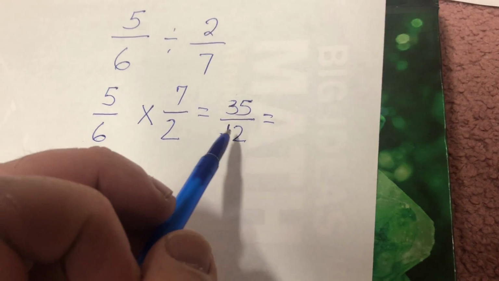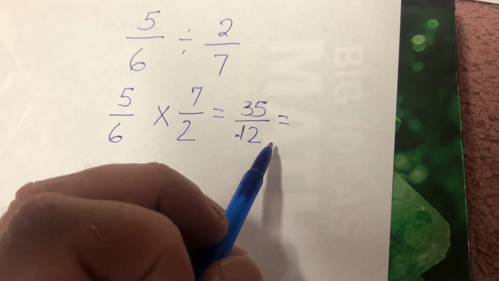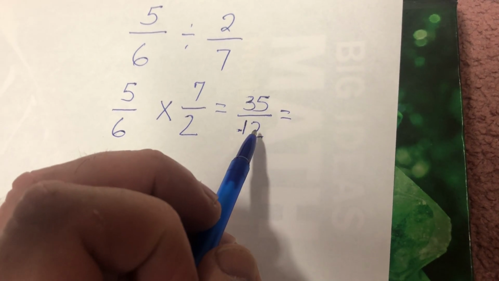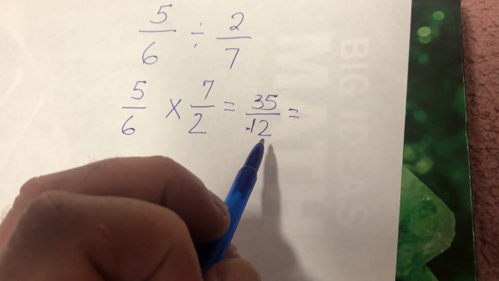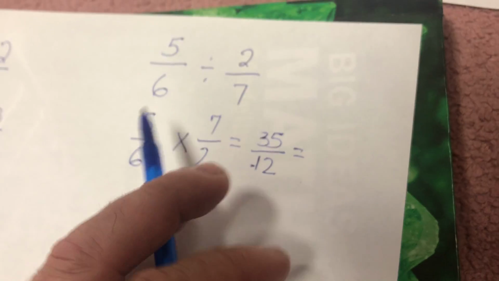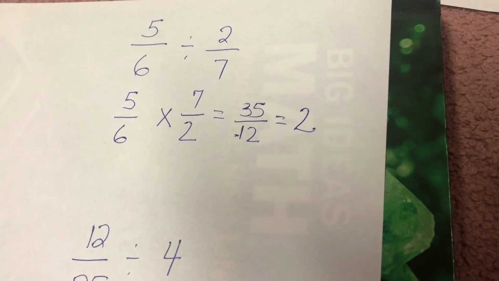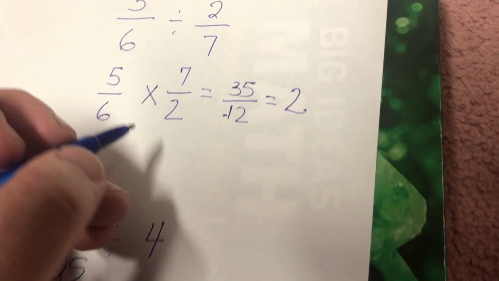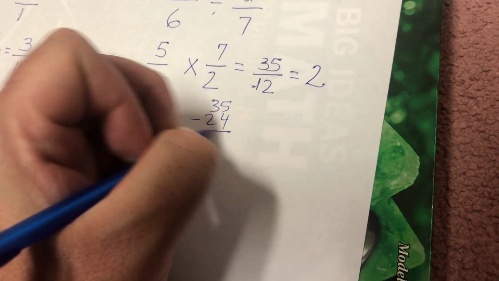Well, when I think about my multiplication by 12, I can think, well, 12 times 1 is 12. 12 times 2 is 24. 12 times 3 is 36. 36 is bigger than 35, so that tells me that 12 can only go into 35 2 times, and I know that that's 24.